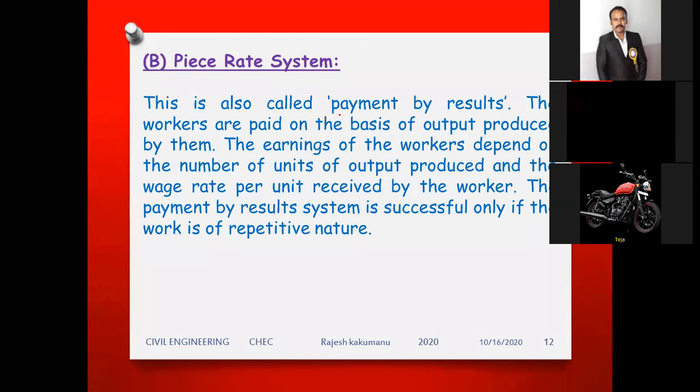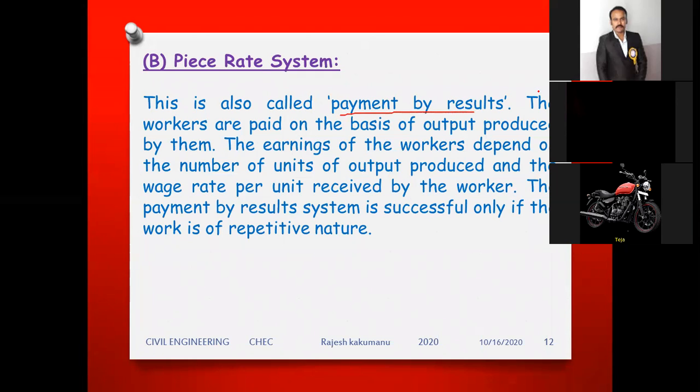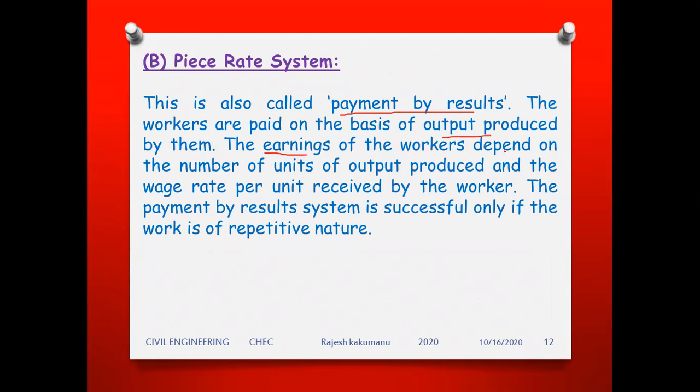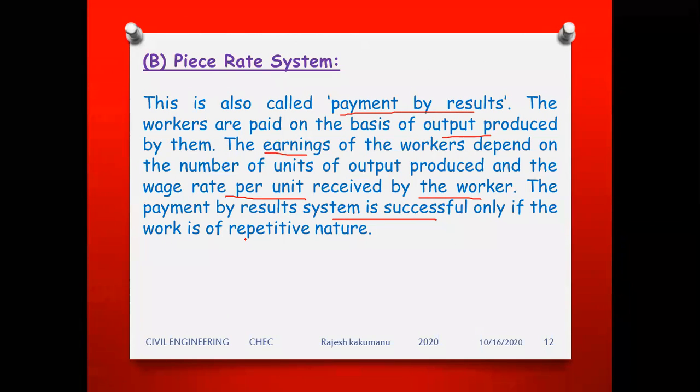This is also, as we said, called payment by results. The workers are paid on the basis of output produced by them. The earnings of the workers depend on the number of units of output produced and the rate per unit received by the worker. The payment by results system is successful only if the work is of repetitive nature.